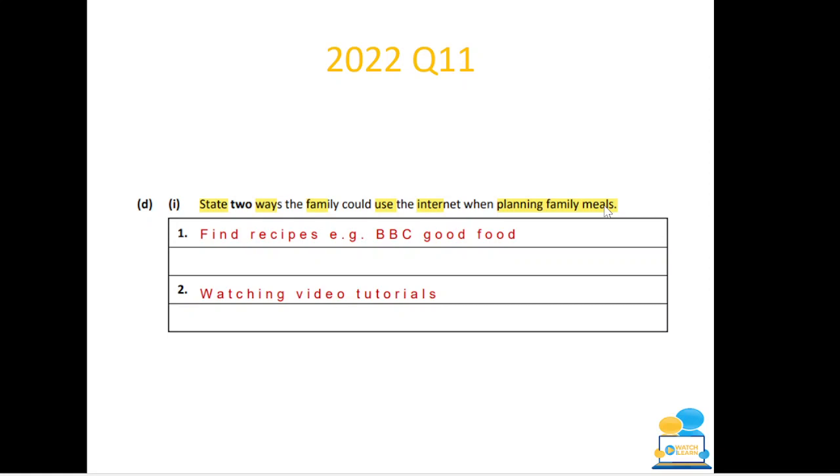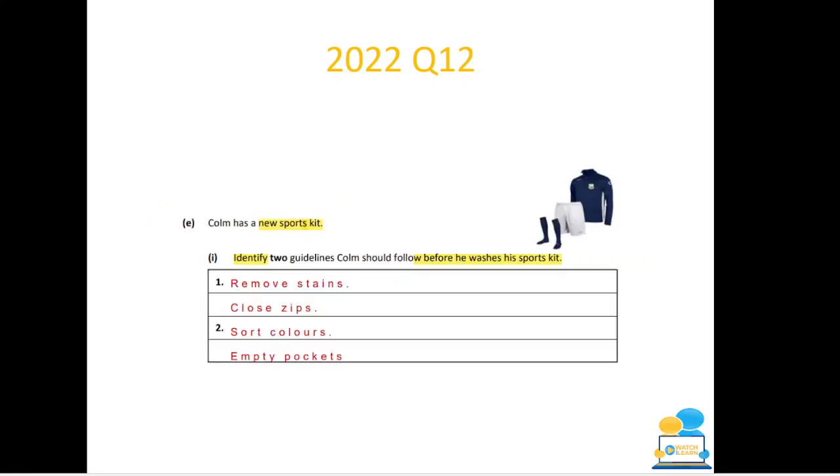So I need to look at basically how my family uses the internet to help make meals, okay, or plan meals even. So for example, you could go find recipes, e.g. BBC Good Food online. You could watch video tutorials. You could order your food online. So there's loads of different ones, okay? So this gives you the amount of information. It's not going to be a huge big one. It's not a state, explain, an example type of question.